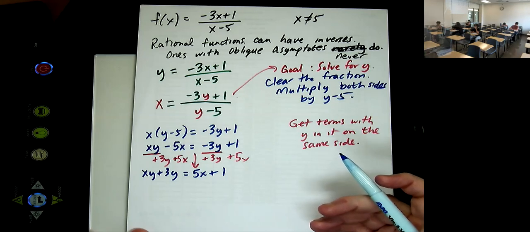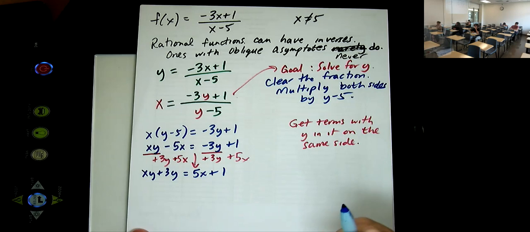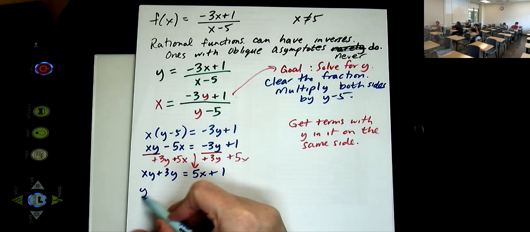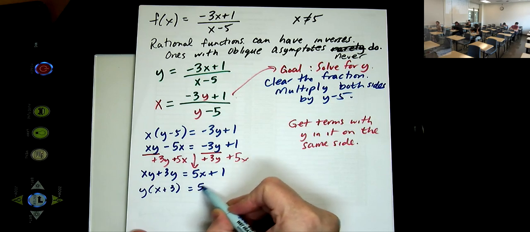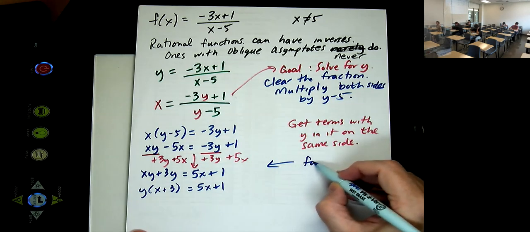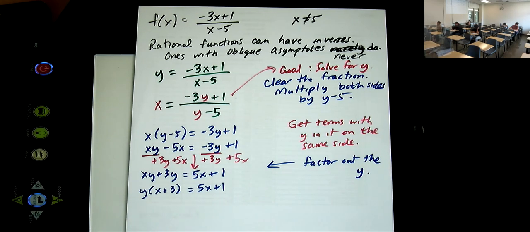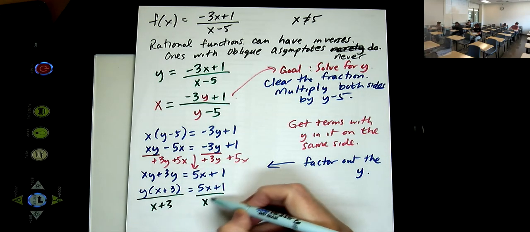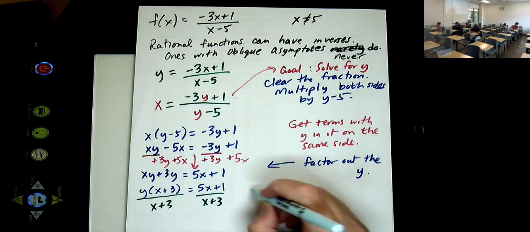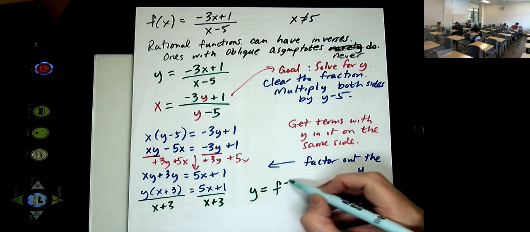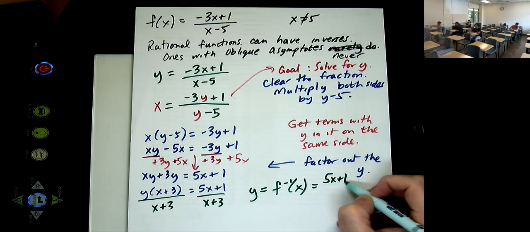How can I get my Y by itself here? I've got two things with a Y in it. Let's factor it out. Now, if I divide both sides by the thing multiplied by Y, I will have Y by itself. Divide both sides by X plus 3. And I get Y, which is really F inverse of X, equals 5X plus 1 over X plus 3.